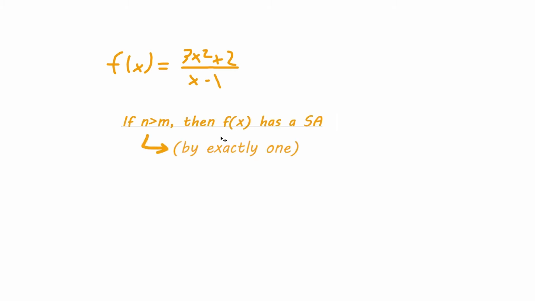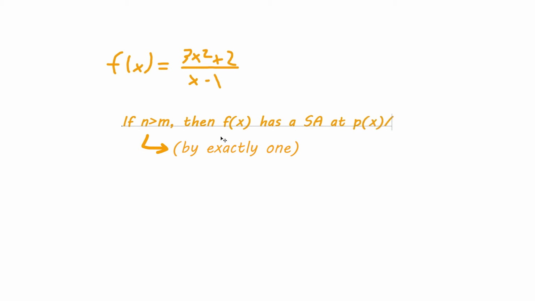Now we'll take a look at f of x equals 3x squared plus 2 over x minus 1. But as we can see here, the leading degree of the top is greater than the leading degree of the bottom, so we don't have a horizontal asymptote. That being said, however, that doesn't mean we don't have another type of asymptote. If the top has a leading degree that is exactly 1 greater than the leading degree of the bottom, then there will be a slant asymptote, which is also known as an oblique asymptote.